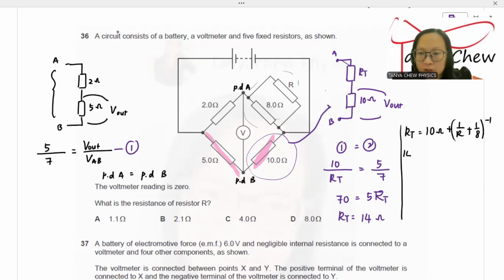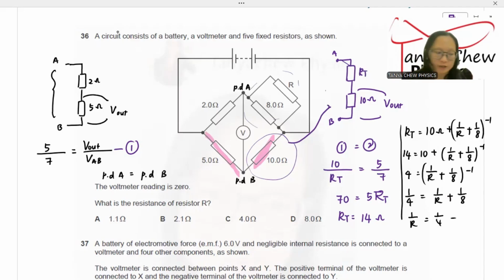So I have 14 is equal to 10 plus 1 over R plus 1 over 8, and then you invert. 14 minus 10 first, you get 4 is equal to 1 over R plus 1 over 8, inverted. Now you want to get rid of that inversion, so 1 over 4 is equal to 1 over R plus 1 over 8. So 1 over R is equal to 1 over 4 minus 1 over 8, which gives 1 over 8. So 1 over R is equal to 1 over 8, R is equal to 8 ohm. D is the answer.